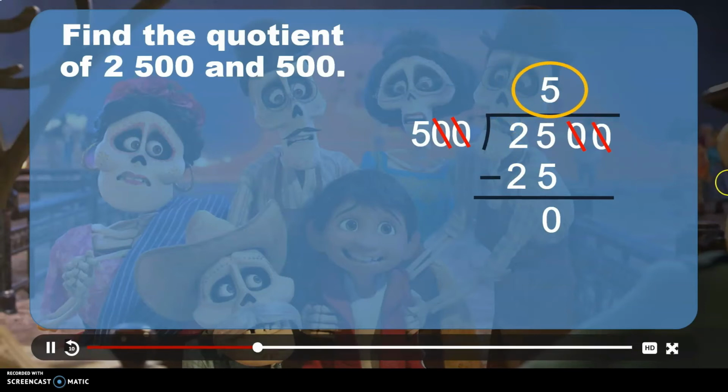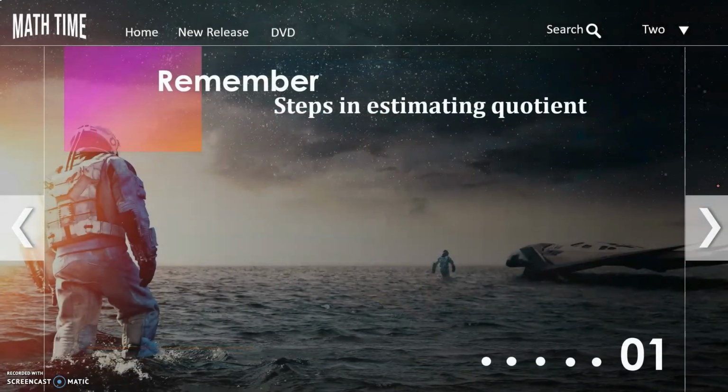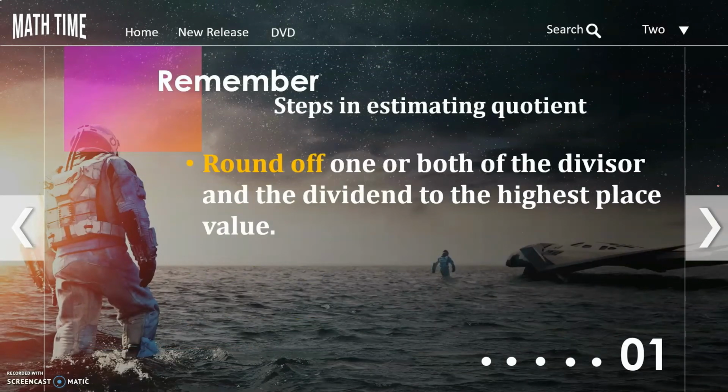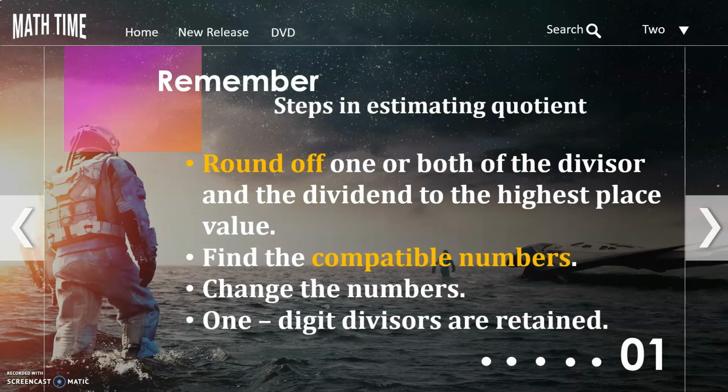Okay? But how about estimating the quotient? Do you have any idea how to estimate the quotient? To estimate the quotient, here are the steps. First, we need to round off one or both of the divisor and the dividend to the highest place value. Then, find the compatible answers. Then, change the numbers, and one-digit divisors are retained. So, no need to round off if our divisor is only one digit.